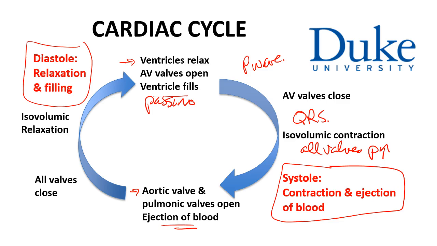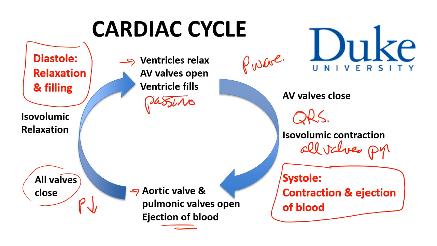Now, as the blood leaves the ventricle, the pressure within the ventricle drops, and as it drops, it becomes less than the pressure that's in the aorta or less than the pressure that's in the pulmonary artery. And at this point, the valves will close. And so then we have all valves closed, and this is where the pressure is falling. And it is isovolumic. All the valves are closed, and the volume that's within the heart chamber is isolated.